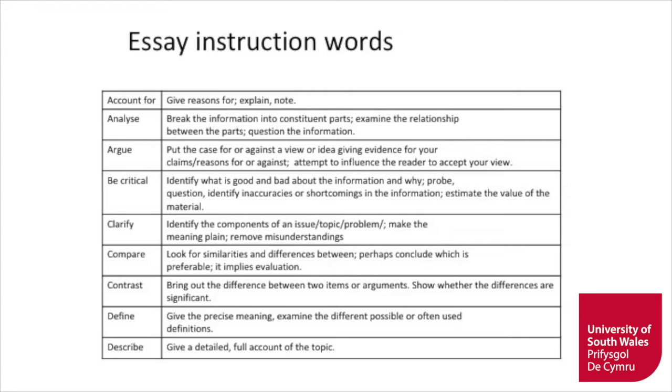So I mentioned I was going to go over some of those key instruction words. Here on screen is a little list of some of them. I will put a help sheet with these instruction words within this folder on Blackboard. So if you're ever unsure about an essay title or what it's asking you to do, you can always refer back to this document to help you answer the question. So it's things like analyse: break down the information into constituent parts, examine the relationship between parts and key parts of the question and the information. Argue: put a case forward, or a view, an idea, give evidence to support the claims or the reason for the argument. Basically, you're attempting to influence the reader to accept your view.